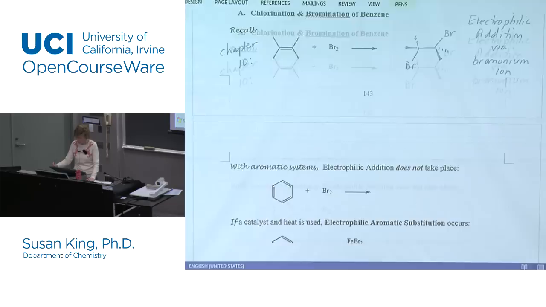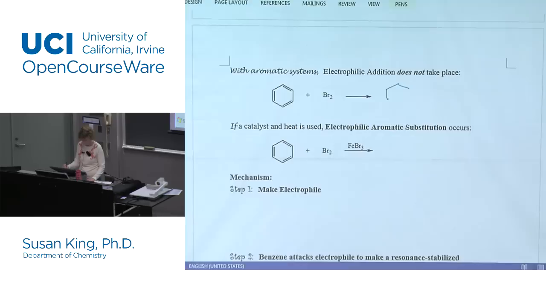Now, do we do the same thing with benzene? No, why not? You'll tell me why. No, electrophilic addition. Why don't we get electrophilic addition? Its aromaticity is gone. It's not anti-aromatic, it's just not aromatic. Aromaticity is gone if we did that reaction. There's no reason for that reaction to happen. It's an uphill reaction. And so what we do instead is electrophilic aromatic substitution.